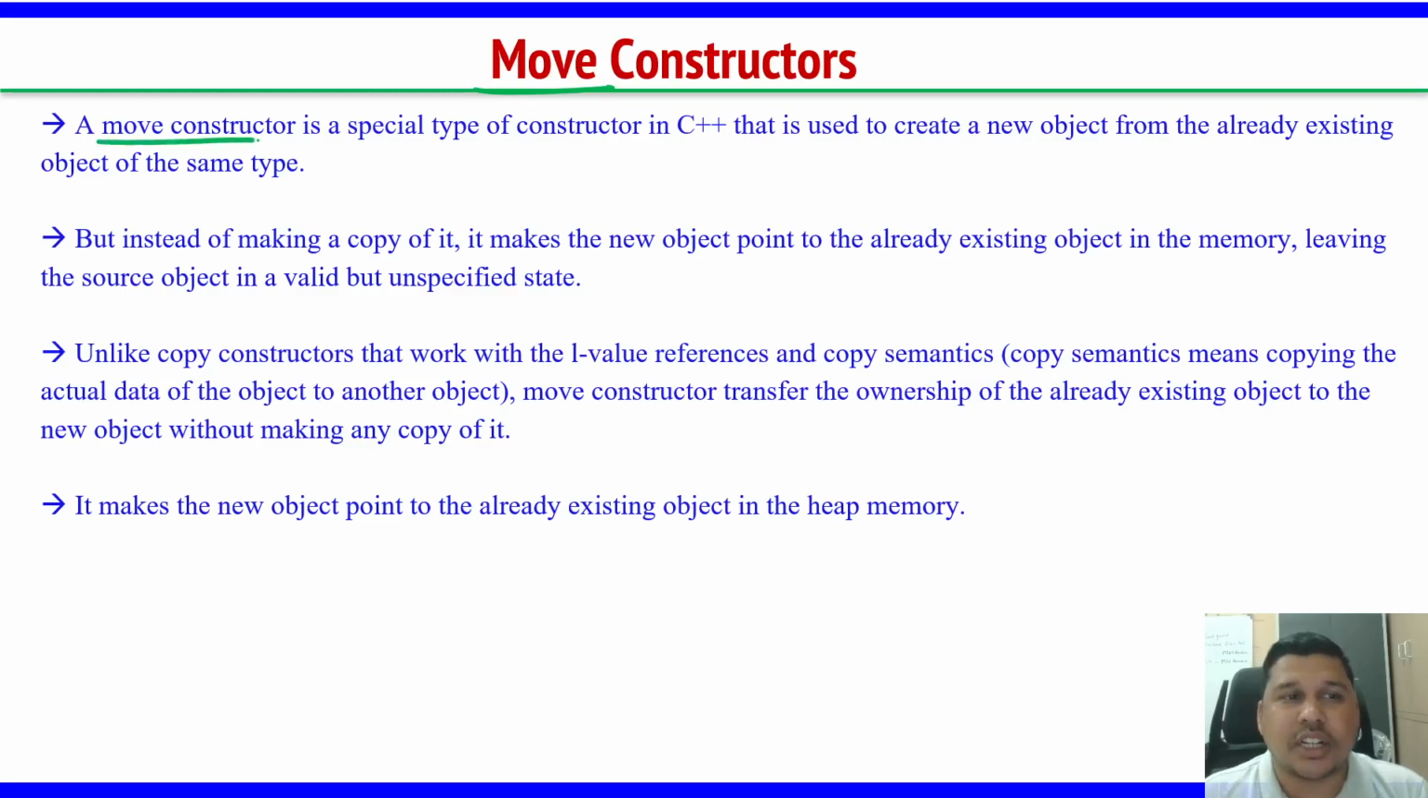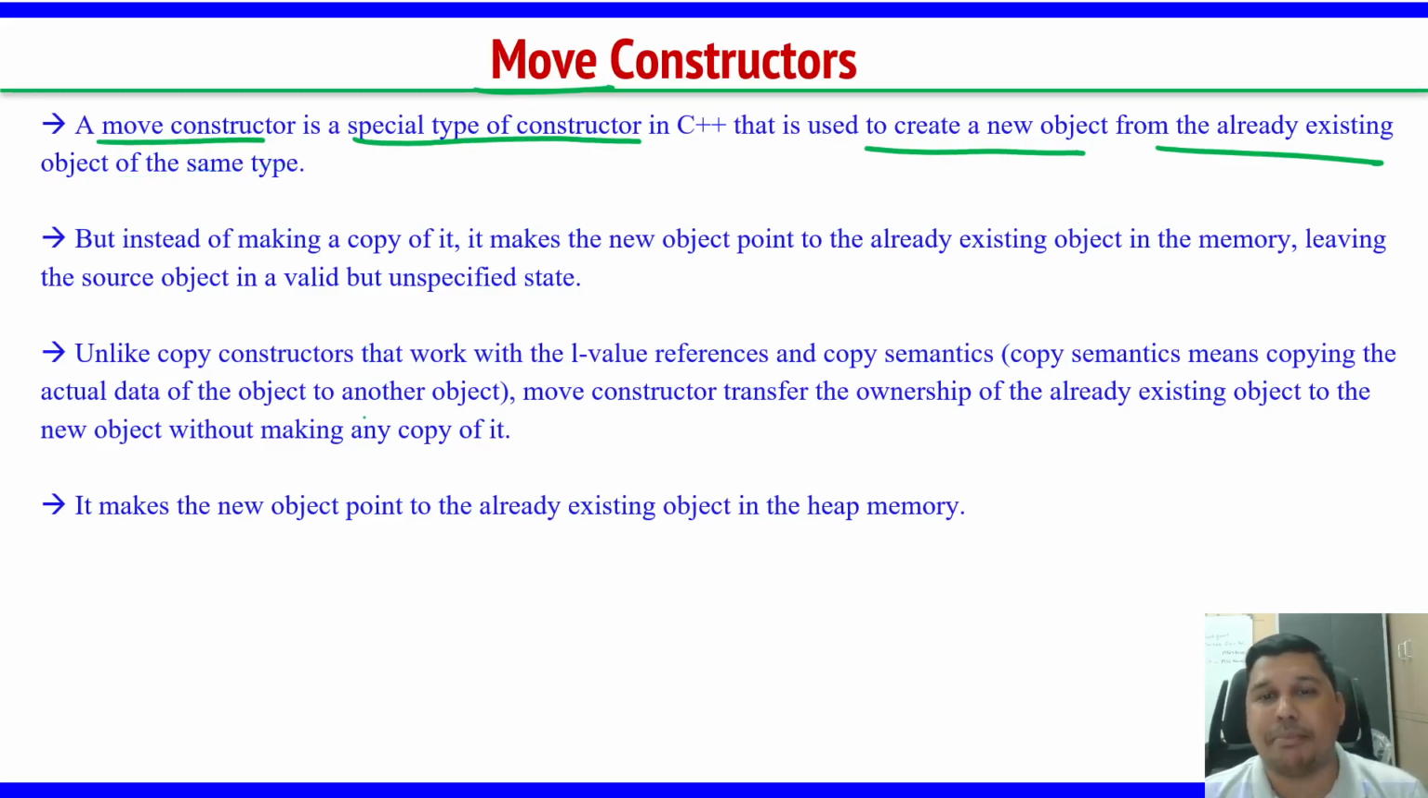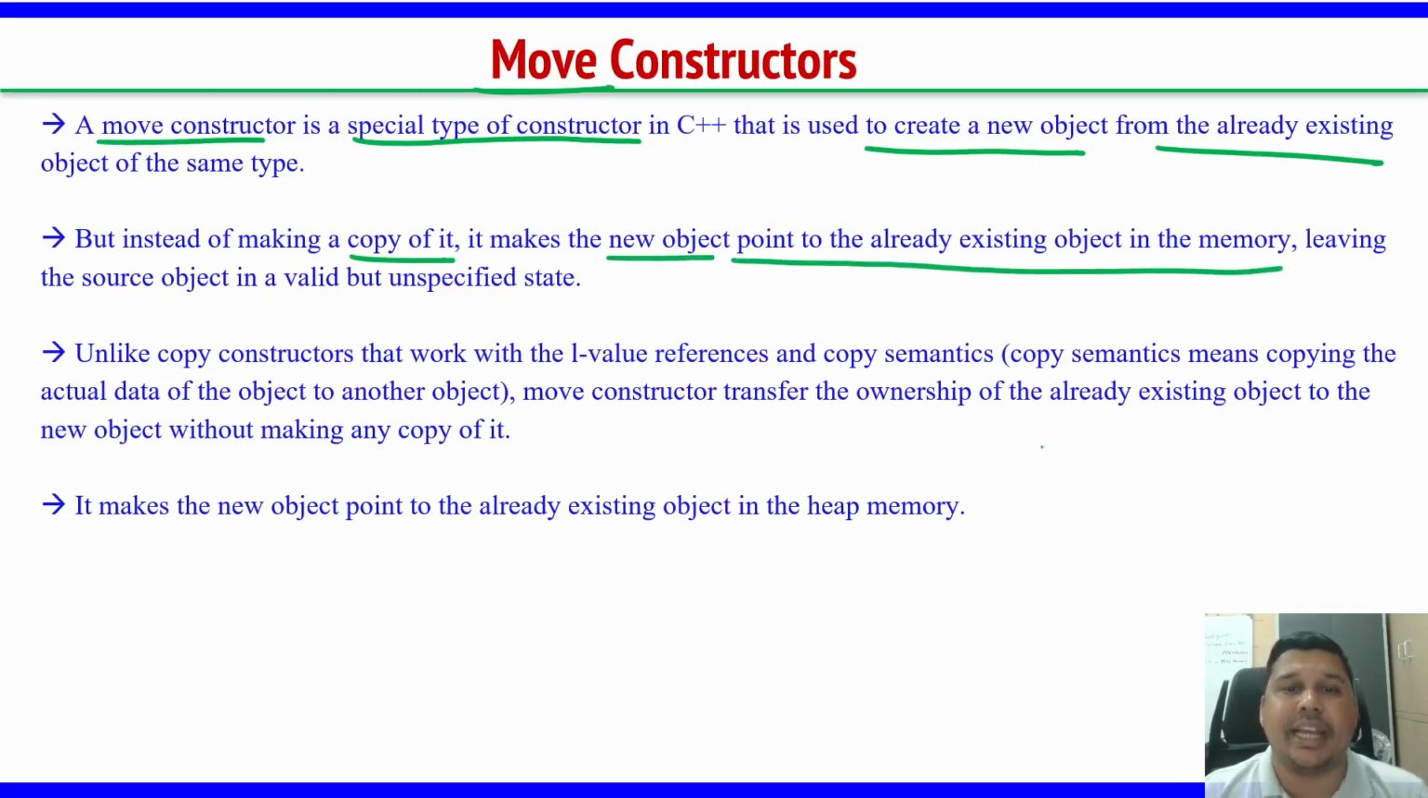A move constructor is a special type of constructor that is used to create a new object from an already existing object of the same type. But instead of making a copy of it, like we do in a copy constructor, it makes the new object point to the already existing object in memory.